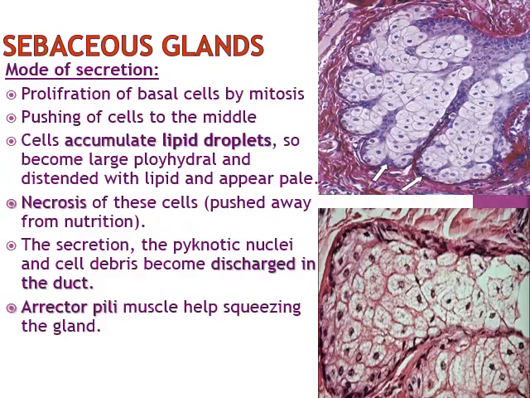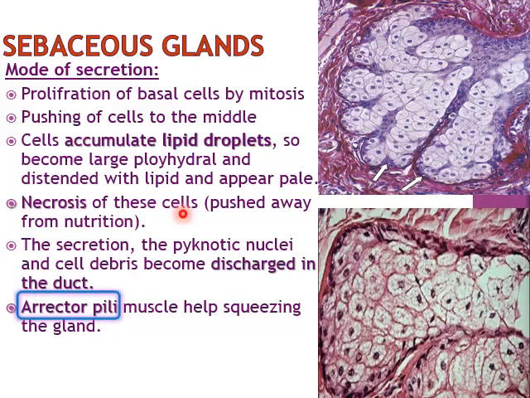As we said, the mode of secretion of a sebaceous gland is holocrine secretion. First, the basal cells proliferate by mitosis. Then these basal cells push the cells into the middle. The cells start to accumulate lipid droplets inside them until they become large and polygonal and distended by secretion. Then there is necrosis of this cell.